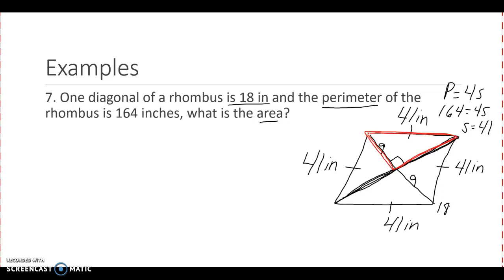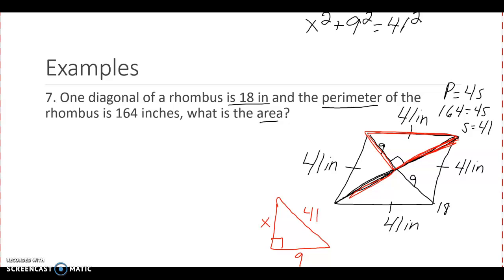Looking at this right triangle, I'm going to redraw it over here. That would be my right angle. I know that the hypotenuse would be 41, and one of the legs would be 9. I need the other leg, which is then going to help me find that whole diagonal. So that's going to be the Pythagorean theorem again. I'm going to do that work at the top: x squared plus 9 squared equals 41 squared. So we're going through the Pythagorean theorem.